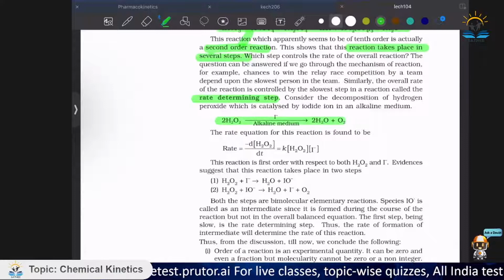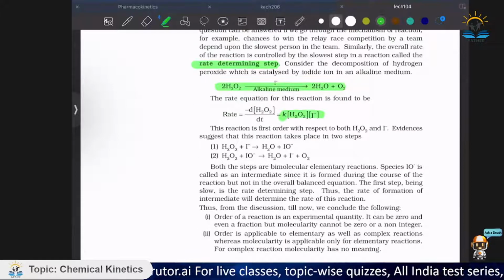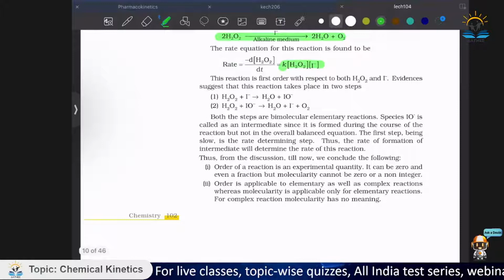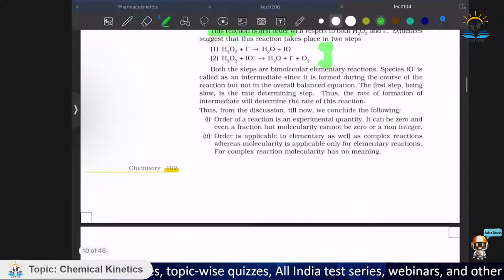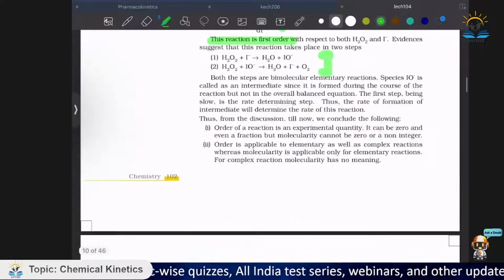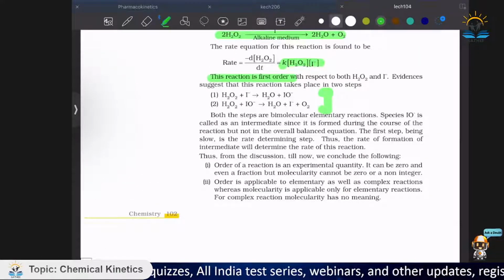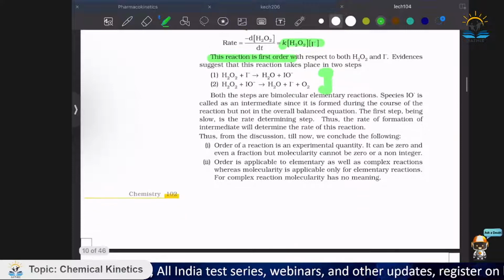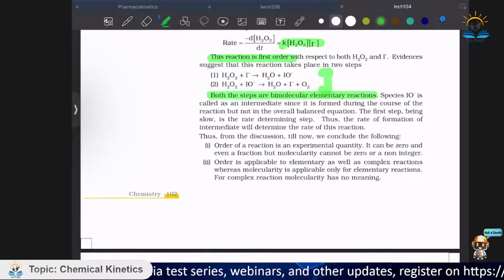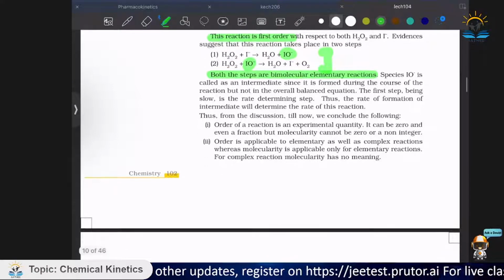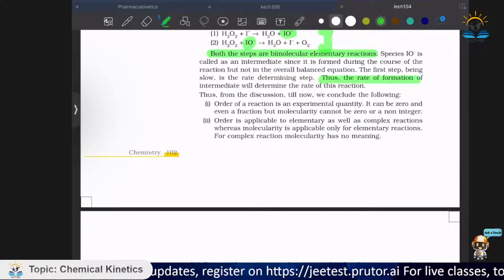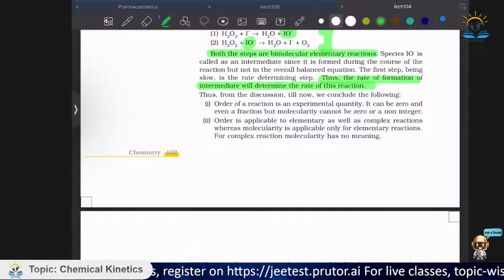Considering another example, writing the rate law. Now, this reaction is a first order reaction. It takes place in two steps. What is the rate determining step for this reaction? Both the steps are bimolecular elementary. The IO minus species is called an intermediate. It is formed during the course of the reaction. You don't see IO minus anywhere else. Thus, the rate of formation of the intermediate will determine the rate of this reaction.